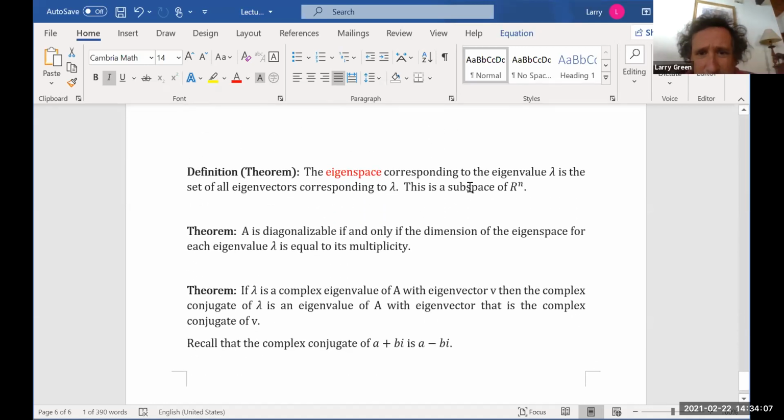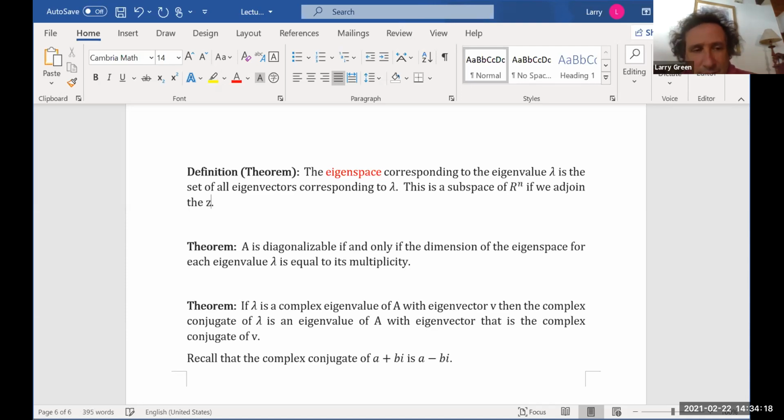And I should write, this is a subspace of Rn. I need to add one more thing. If we adjoin the zero vector, because in the definition of eigenvector, you're not allowed to have 0. Remember that? So if you do adjoin the zero vector to the set of all eigenvectors with that eigenvalue, then you get a subspace. And remember, a subspace means that if you have any 2 of them and you add them, you get another one. And if you have one and you multiply by a constant, you get another one. And you also have to have 0. So that's why I better put in 0.